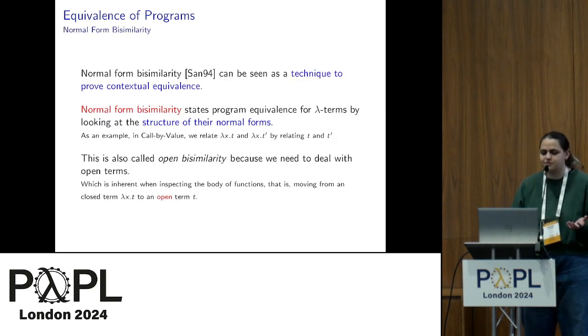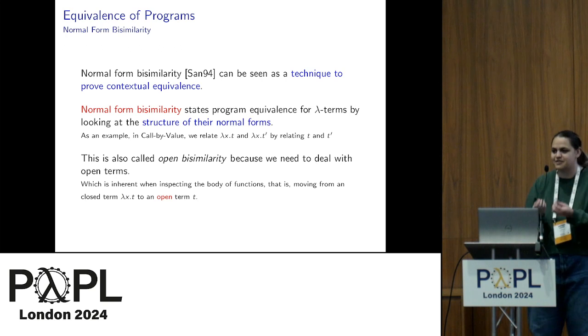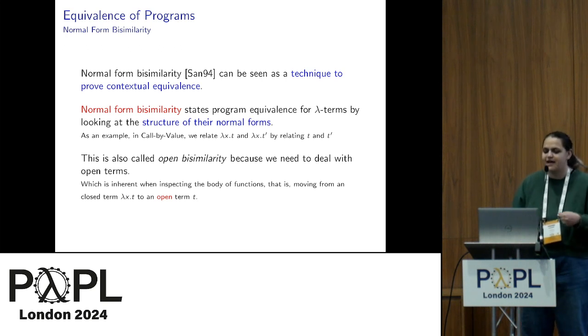So now we move on to normal form bisimilarity, which is a special kind of program equivalence. It can be seen as a technique to prove contextual equivalence, but it's very different from contextual equivalence. Remember, contextual equivalence is this principle of black box, you test and everything. Normal form bisimilarity is very syntactic. It states program equivalence for lambda terms by looking at the shape of the normal form. So it really looks at the syntax.